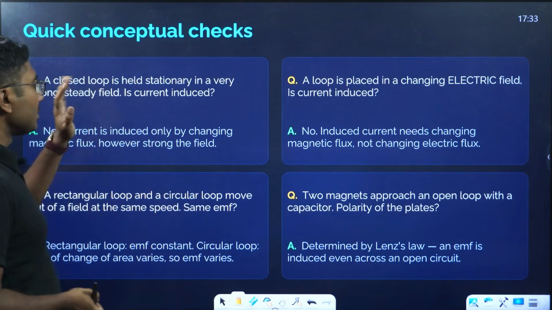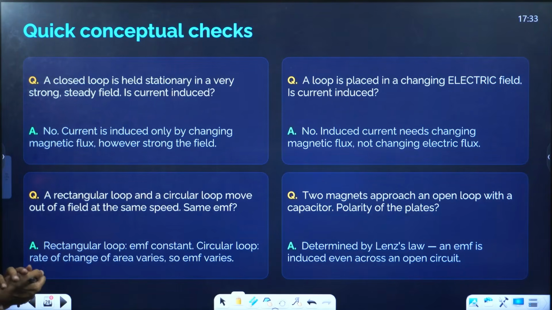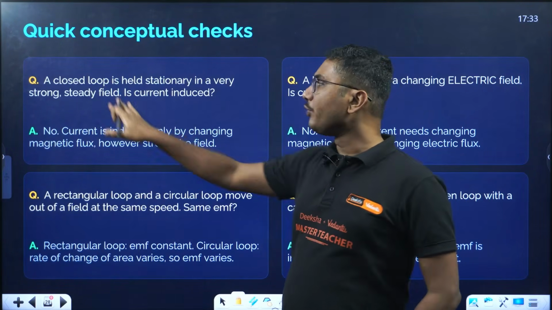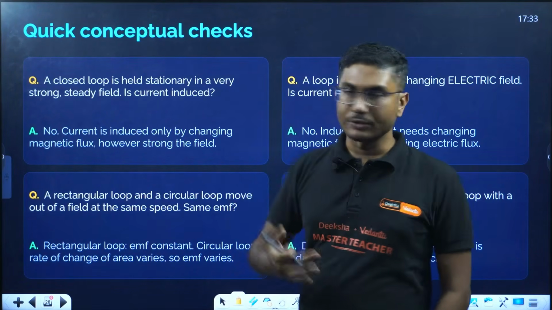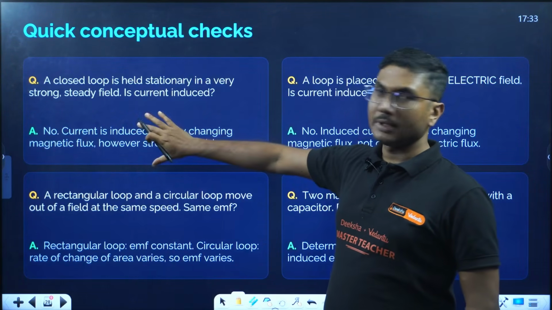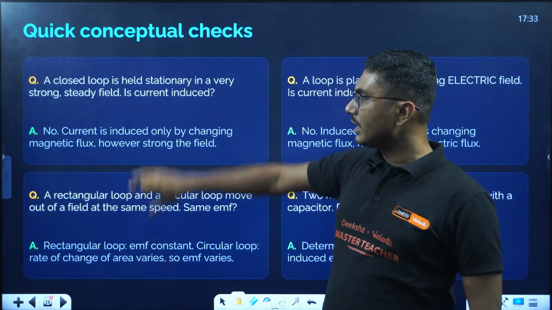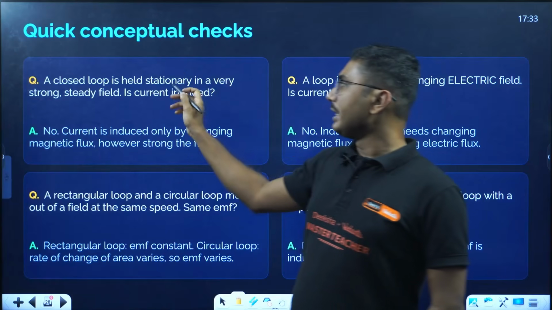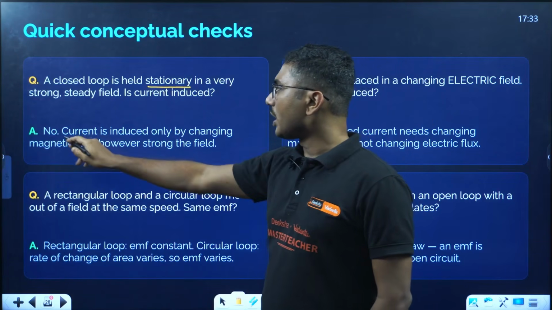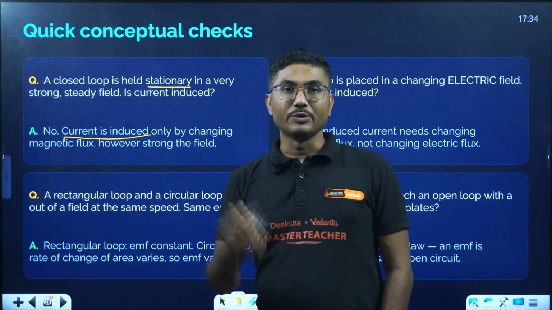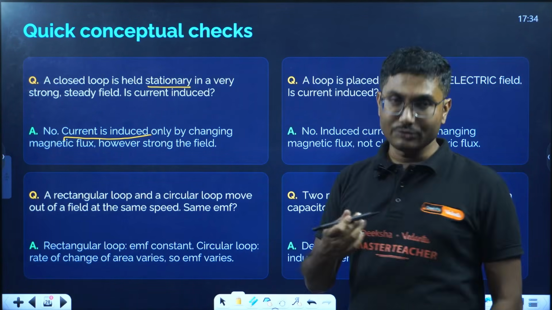Now some conceptual checks. A closed loop is held stationary in a very strong steady field. The current induced is zero, because the loop is not moving, so the induced EMF will be 0. These are the points of some questions. Just remember the answers, because there will be a question where these points will be given as different options. So remember that if the loop is stationary, no current is induced. Only by changing magnetic flux will you get an induced EMF.